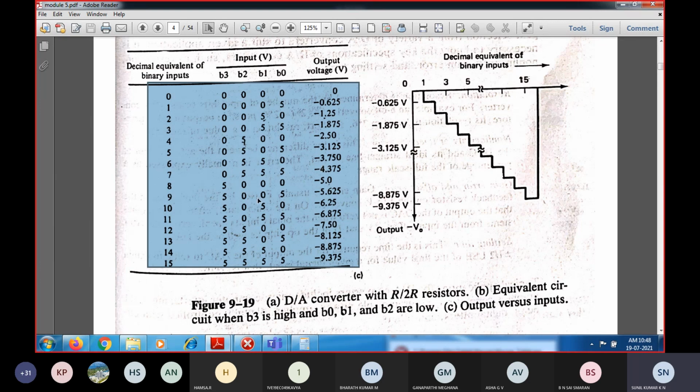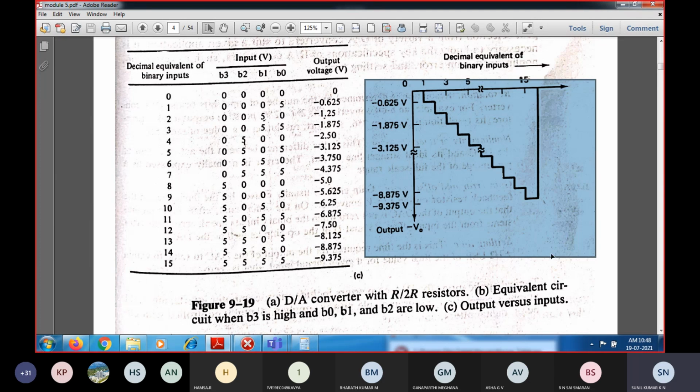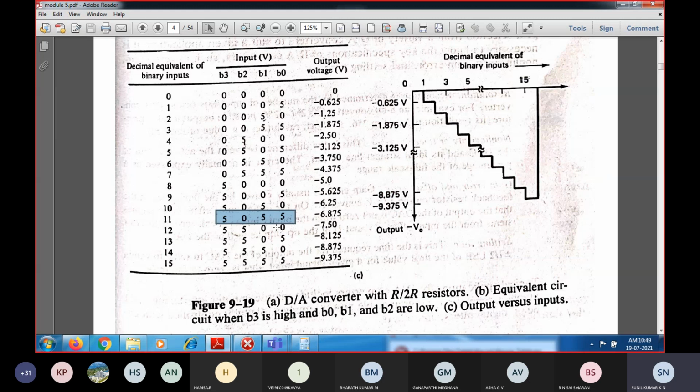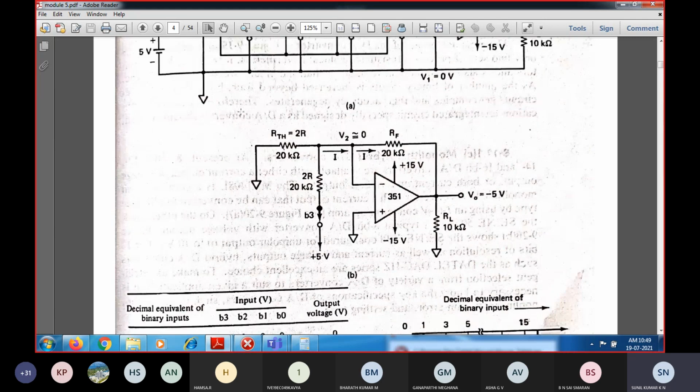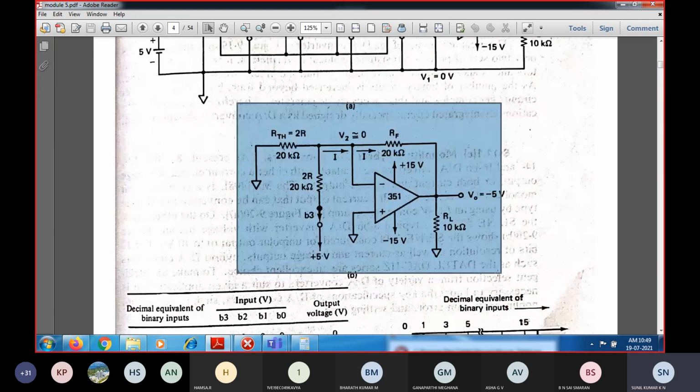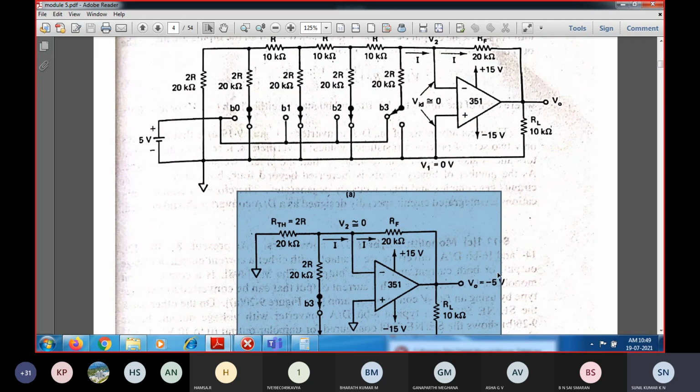If all the bit positions are equal to 111, what is the corresponding output? Calculate the output voltage for this configuration. If they ask me for the 1011 configuration, you should get this as the output voltage, and you need to show how you got it. By connecting all these equivalent resistances, equivalent Thevenin voltage and all, you need to calculate and show. Is it clear?